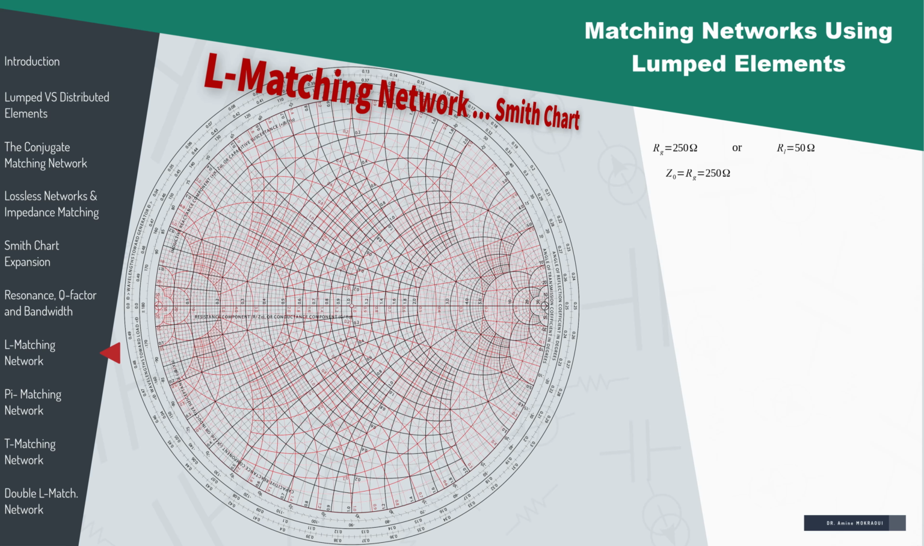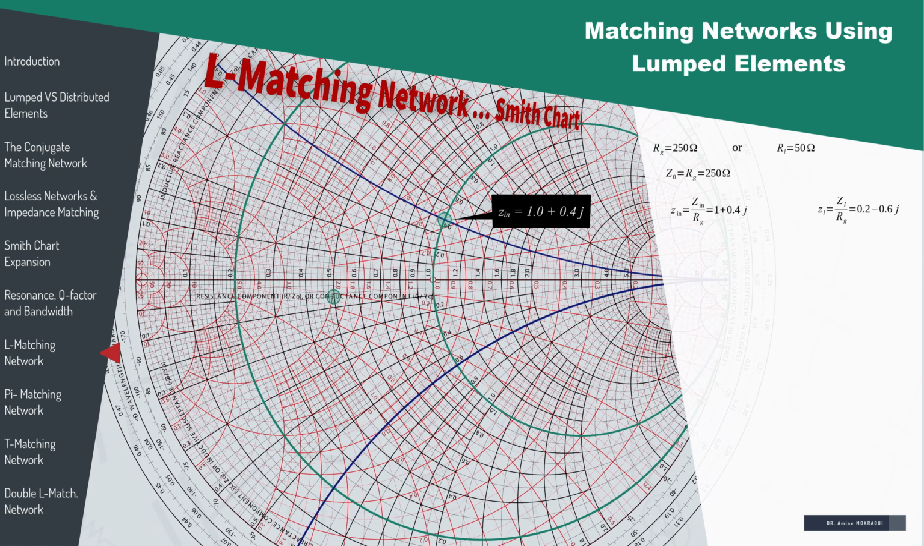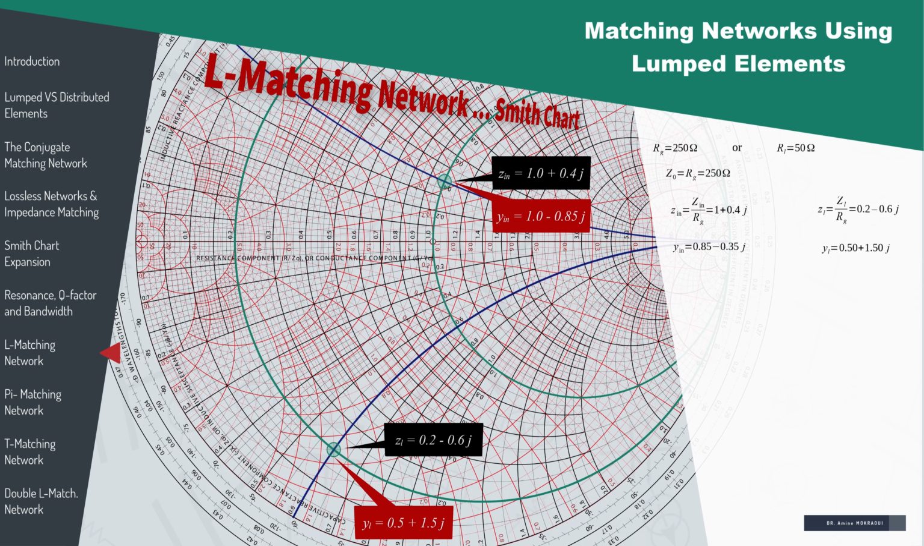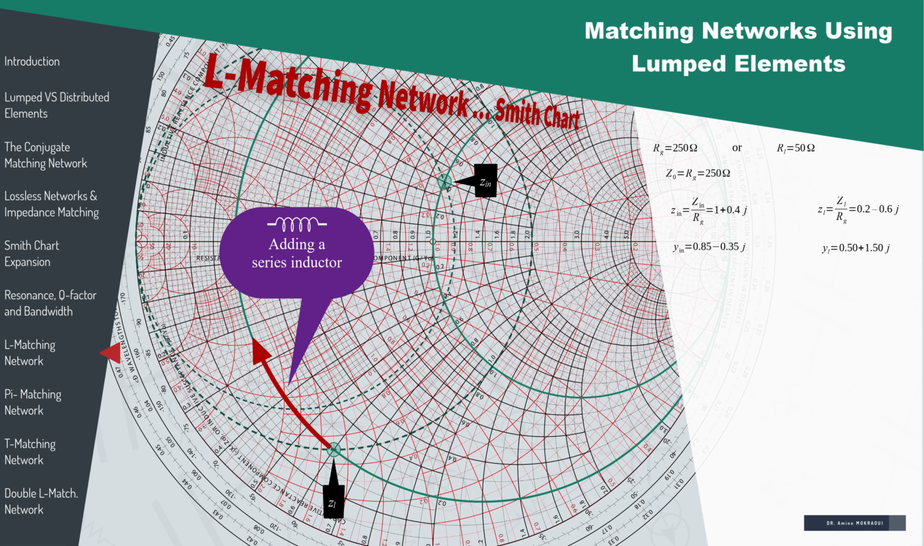The next step involves locating Zl and Zin on the chart using their reduced values, Zin equals 1 plus 0.4j and Zl equals 0.2 minus 0.6j. From the chart, we extract the corresponding admittances Yin and Yl. Upon completion, we mark R circles and G circles that go through Zin and Zl. When considering series reactances, the point on the R circle will move clockwise for inductors and counterclockwise for capacitors.